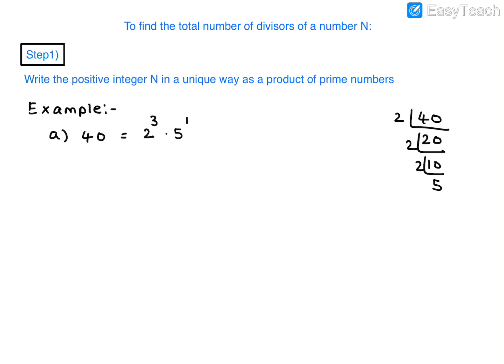Next, let's see one more example. Number 100. 100 can again be prime factorized as the following. It can be written as 2 to the power 2 times 5 to the power 2, and as you can tell, 2 is prime and 5 is also prime, and we have factorized it as a product of prime numbers.